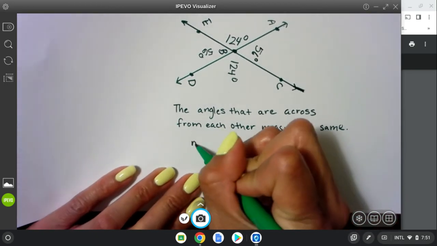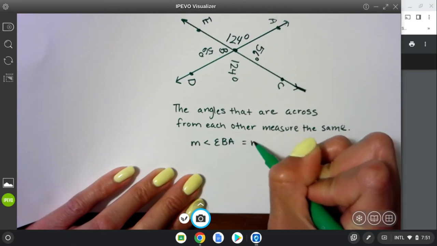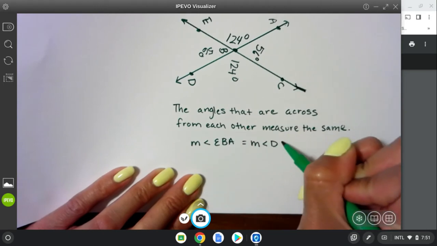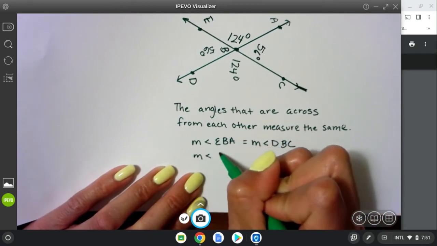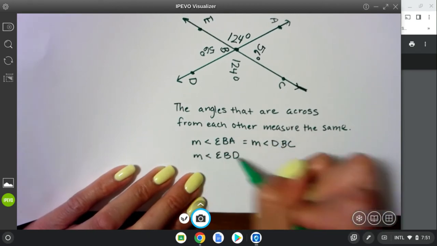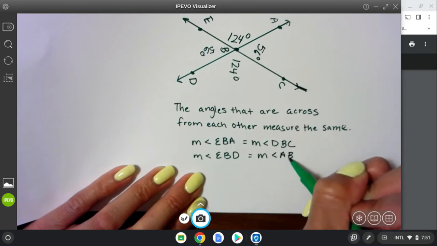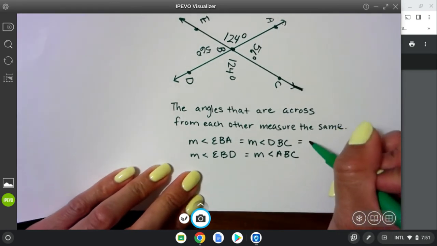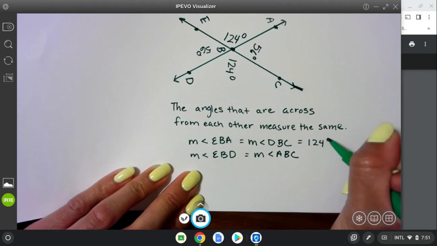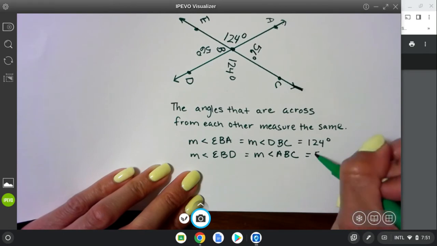So you could say that the measure of angle EBA is equal to the measure of angle DBC, and the measure of angle EBD is equal to the measure of angle ABC. So DBC and EBA were both 124 degrees. EBD and ABC were both 56 degrees.